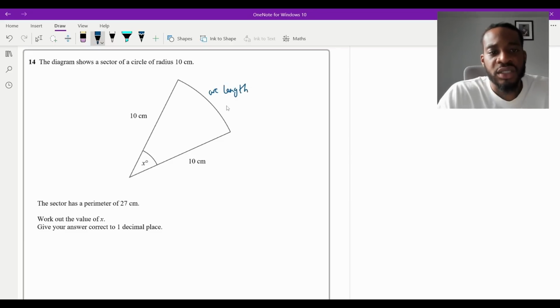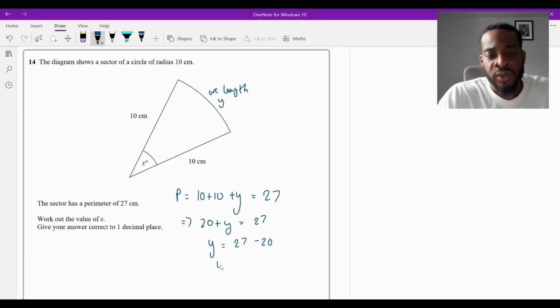So let's say I called it y, for example. The perimeter, just from that, is going to be 10 plus 10, the two radii, plus y. And we know this is equal to 27. So that tells me that 20 plus y is equal to 27, and that y is going to equal 27 take away 20, which is just 7. So I can actually figure out what that arc length is. So I'm going to replace that with a 7 now.